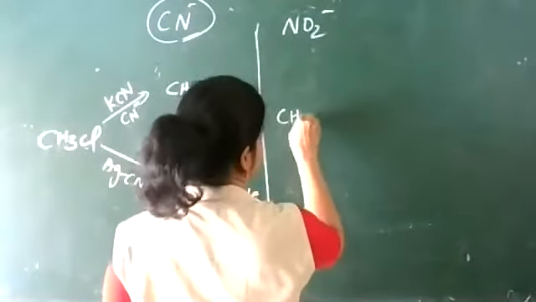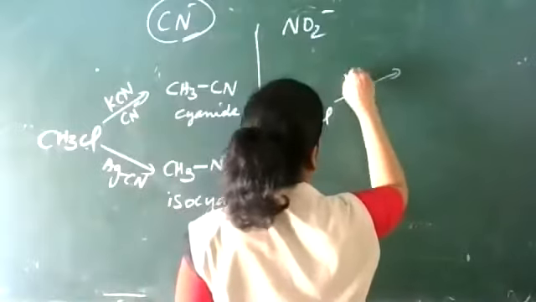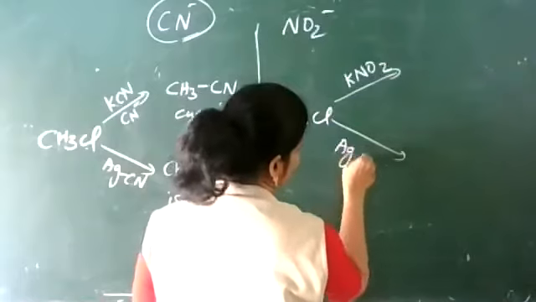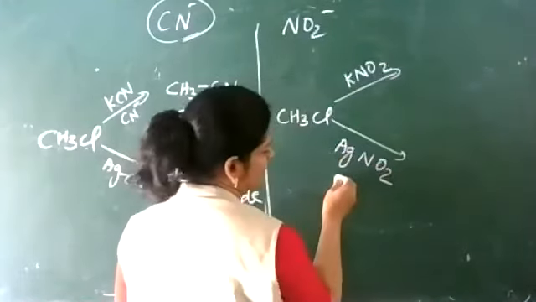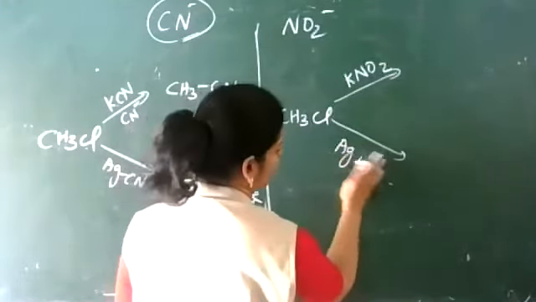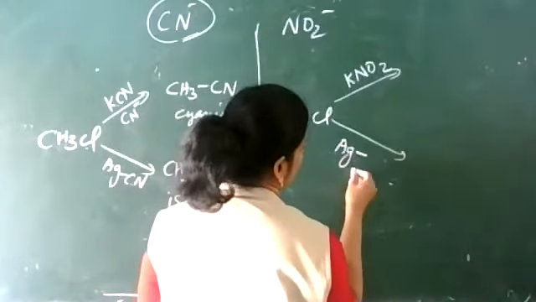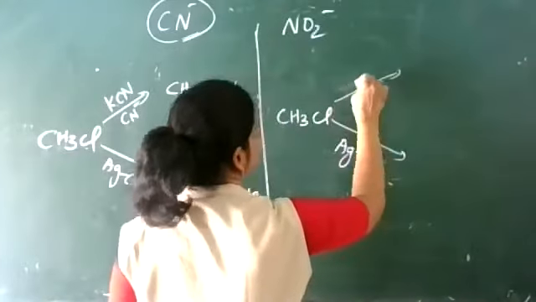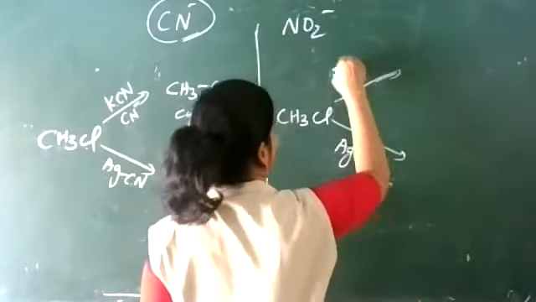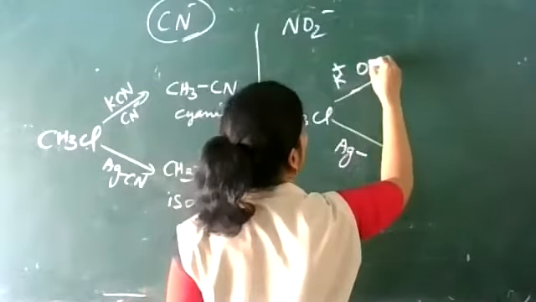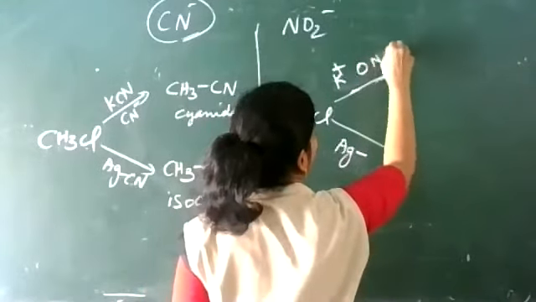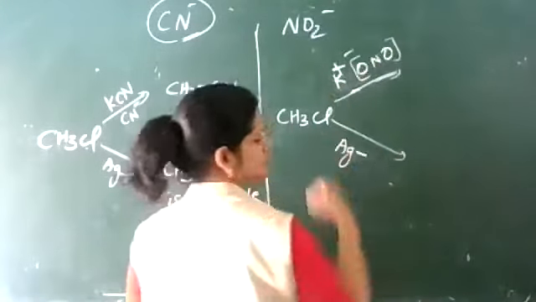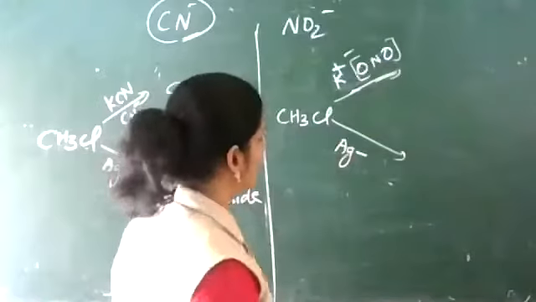Now what about NO2? Here again I am taking CH3Cl and KNO2 and AgNO2. KNO2 in the sense K plus O N O, O N, this much portion is minus.